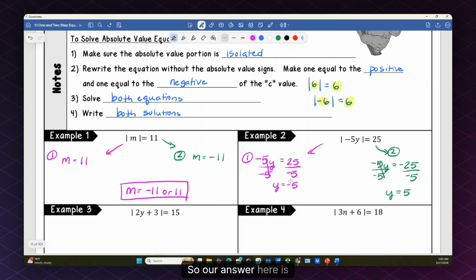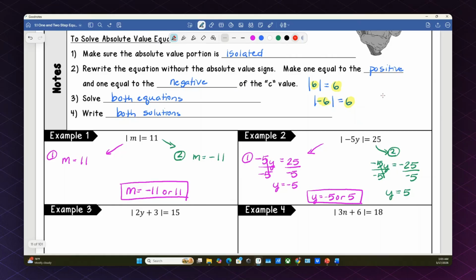So our answer here is y can equal negative 5 or positive 5. And we can even prove it to ourselves. I'm just going to do a little bit of scratch work over here. You don't have to write this down. This is just me kind of talking out loud.